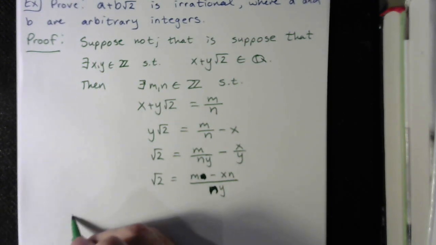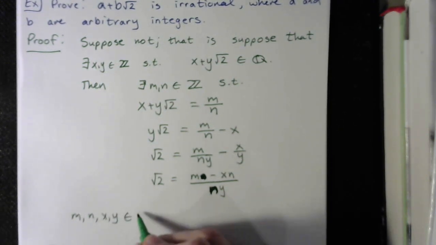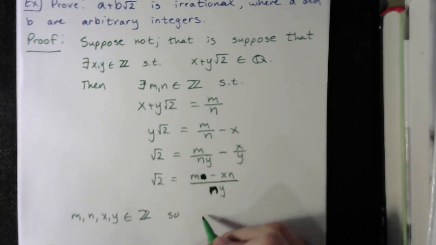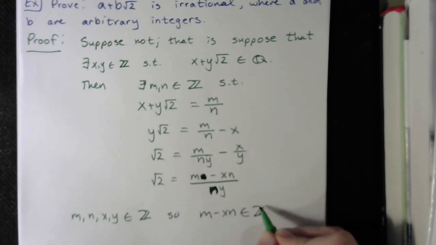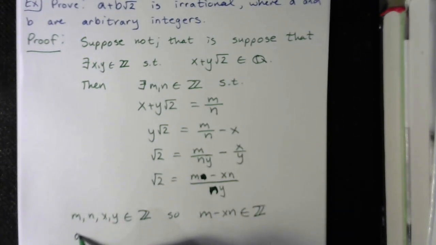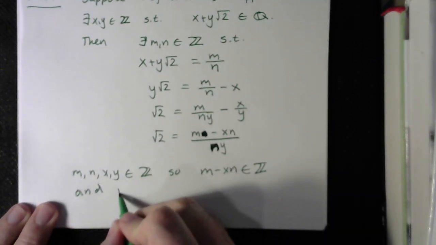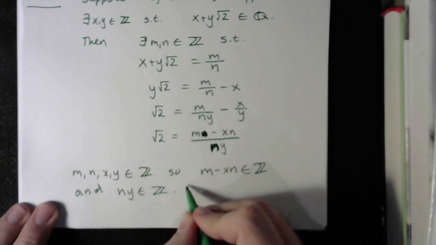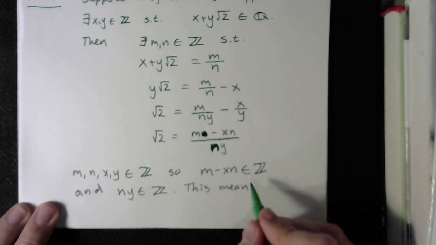Now m, n, x, and y are in Z. They're integers. So m minus xn is in Z, and ny is in Z. This means square root of 2 is rational.